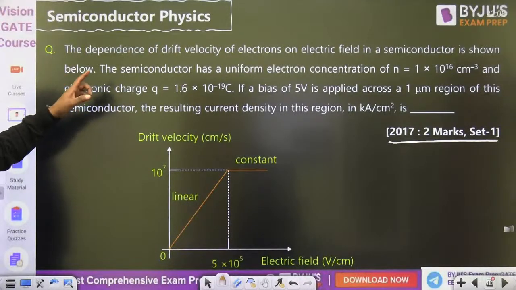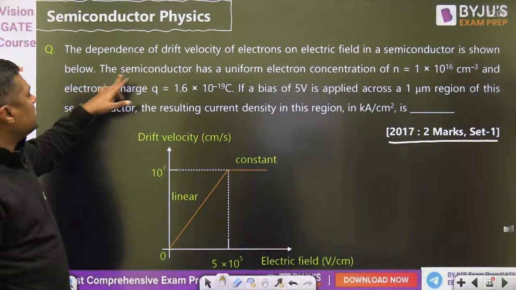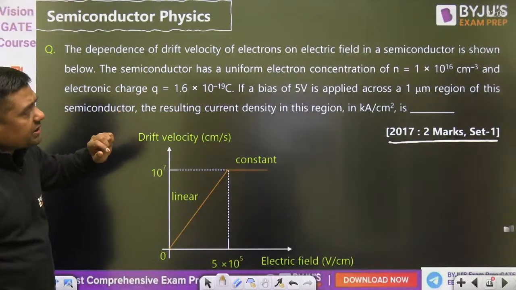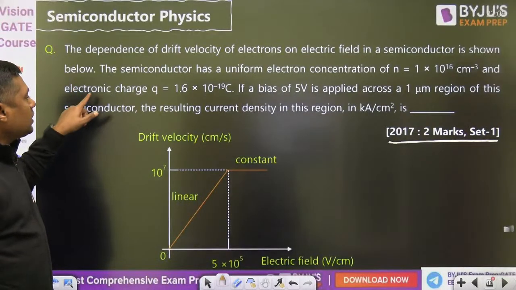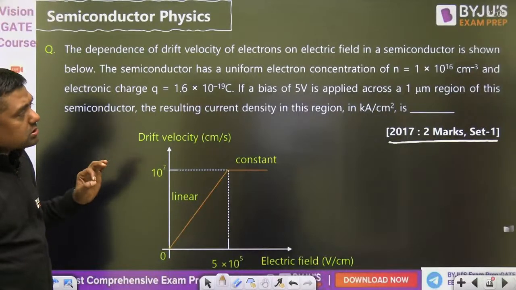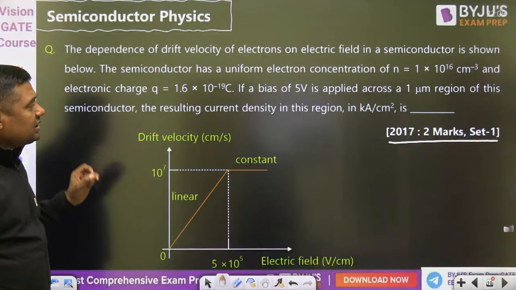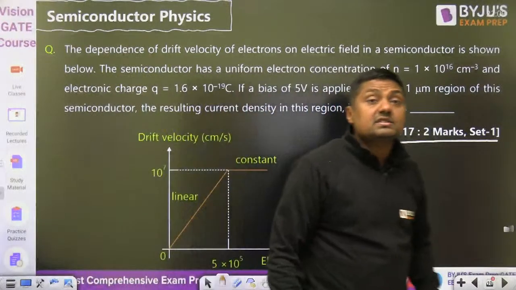The dependence of the drift velocity of electron on electric field in a semiconductor is shown below. The semiconductor has uniform electron concentration N, and the electronic charge. If a bias of 5 volt is applied across a 1 micrometer region of this semiconductor, what is the resulting current density in this region?